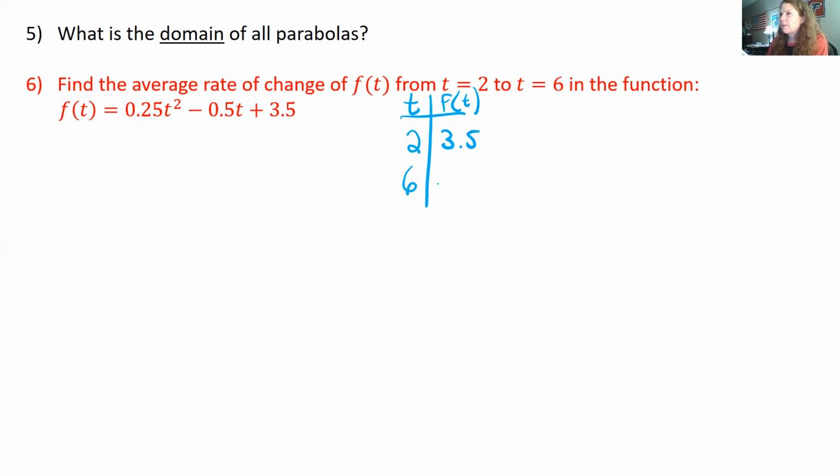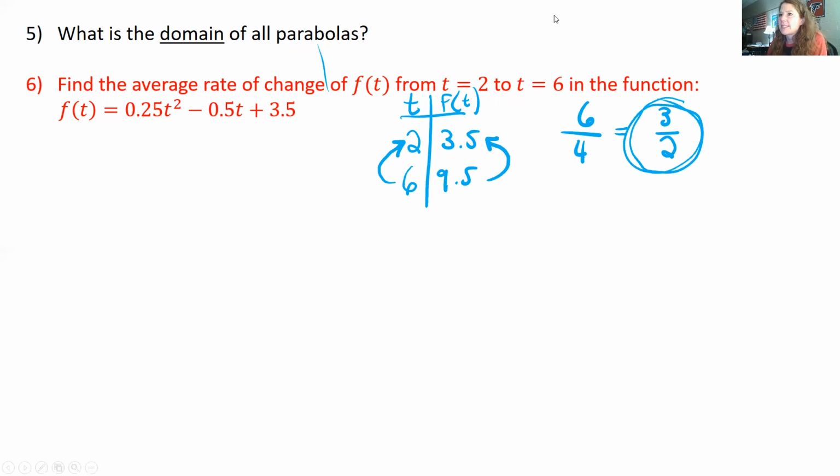And then when t is 6, I have 0.25 times 6 squared minus 0.5 times 6 plus 3.5, I get 9.5, right? All right, so then we do our y2 minus y1 over x2 minus x1. So 9.5 minus 3.5 is 6, and 6 minus 2 is 4. And that reduces to 3/2. So the average rate of change from t equals 2 to t equals 6 is 1.5, or 3/2. That is the answer.